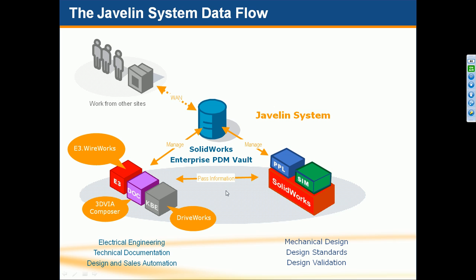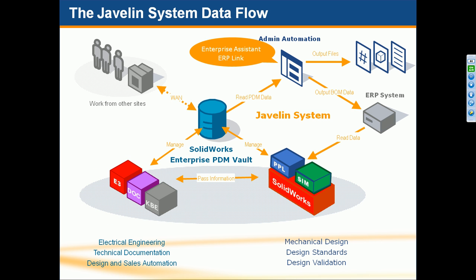Now let's flip over from the design side of the discussion into the manufacturing side of the organization. So something that Javelin has done is we've developed an administrative automation tool called Enterprise Assistant and an ERP link, which allows us to take that information from SolidWorks Enterprise PDM Vault and make it available in an automated fashion to outside vendors or to your ERP system. In essence, once these designs are completed, you may need to create a massive amount of DWG files or PDF files, or bills of materials may need to be handed off to your ERP system.